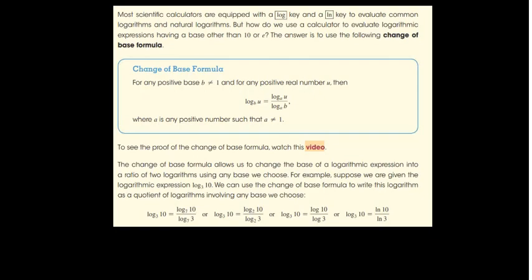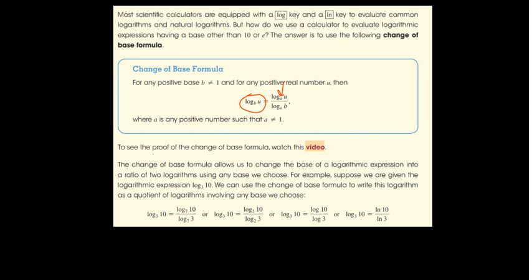And the change of base formula is super duper simple. If you want to change the base of some logarithm, so this particular logarithm has a base of b. It's log base b. If I want to change it to any number, and in this example that number would be a, so we're changing it from a b to an a.